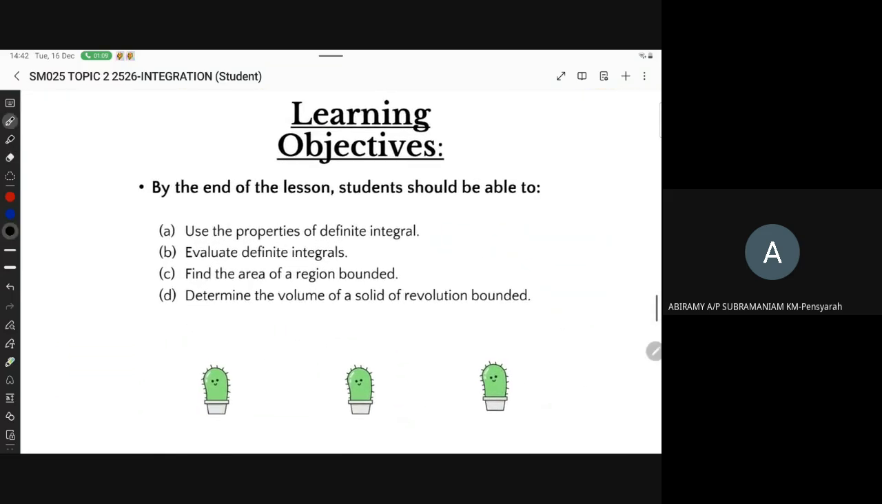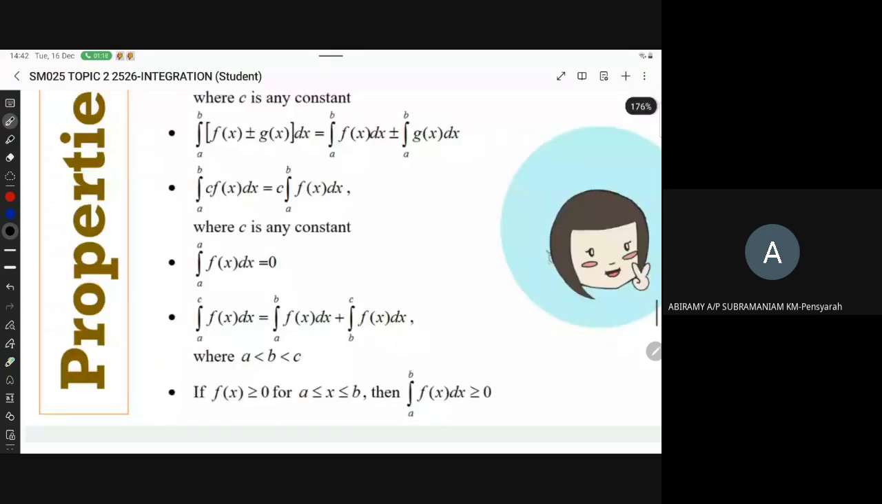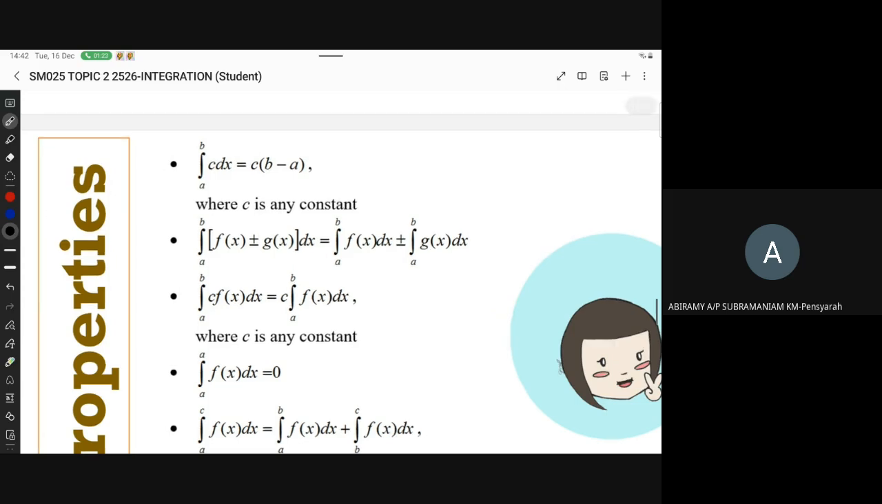At the end of the lesson, everybody must be able to use the properties of a definite integral and also evaluate definite integrals. So these are the properties that we have for definite integrals. Let's look at the first property.